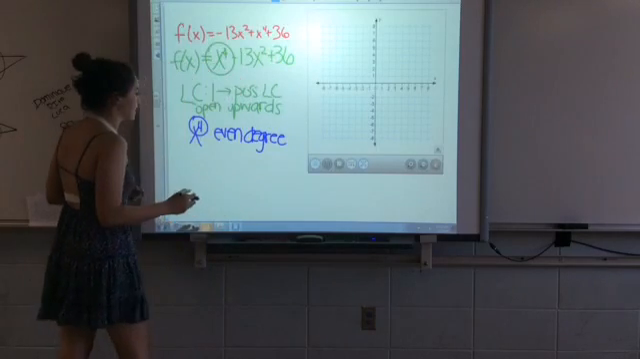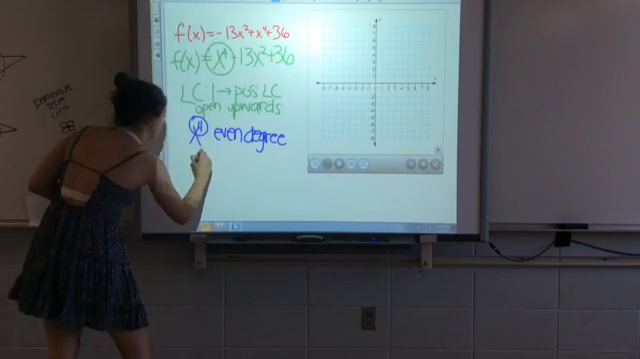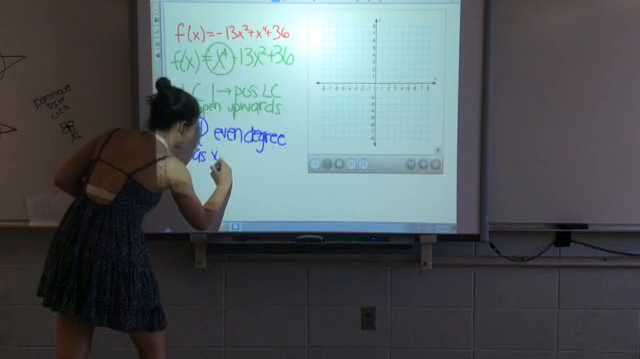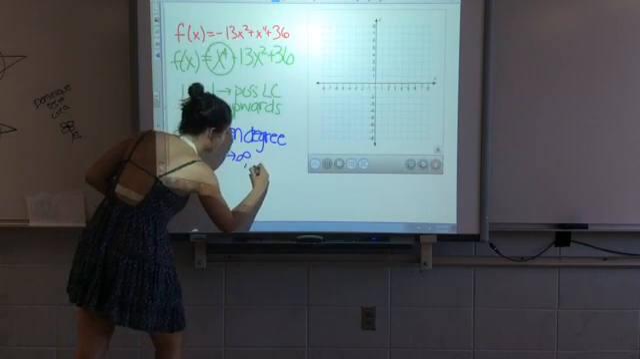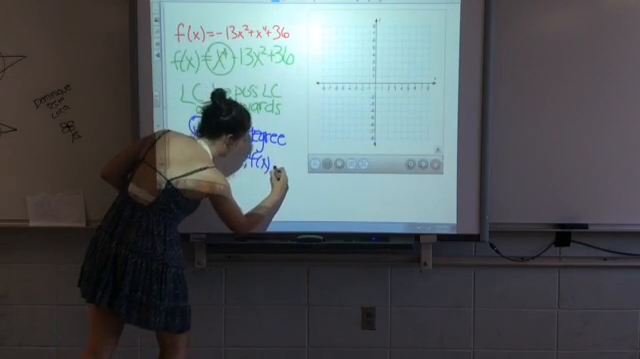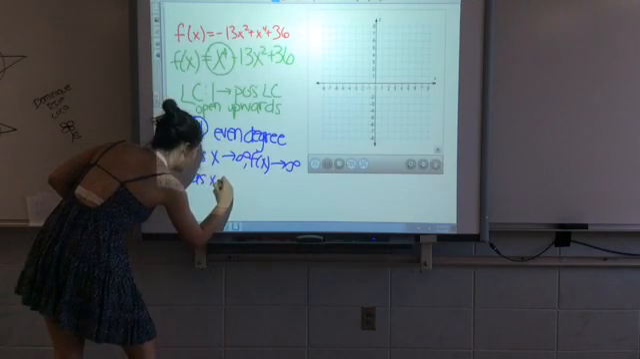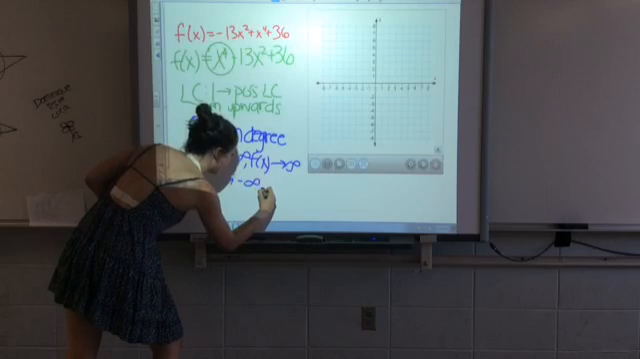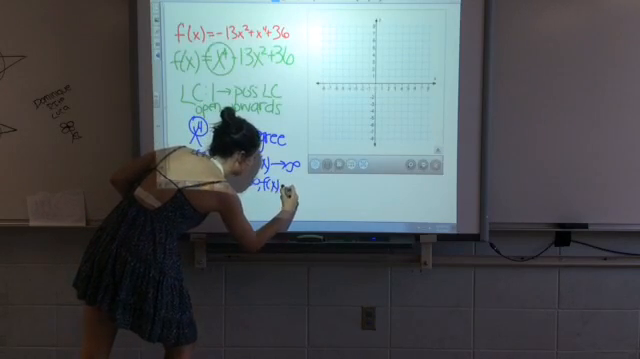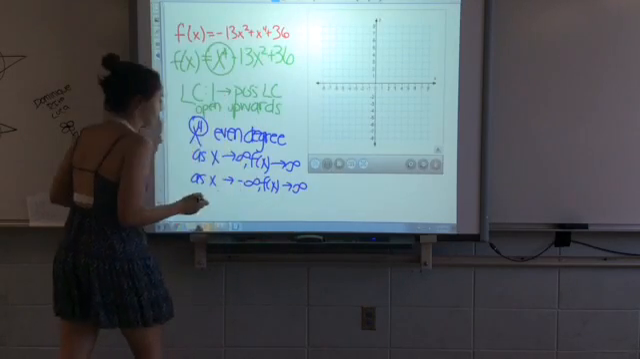So what this means is that it tells us our end behavior. As x approaches infinity, f of x, or y, will also approach infinity. And then as x approaches negative infinity, f of x will still approach infinity.